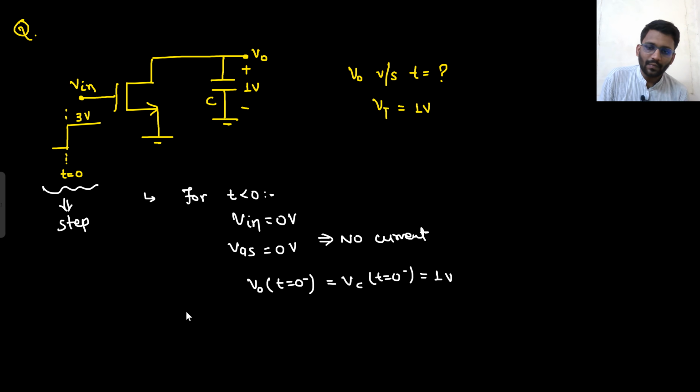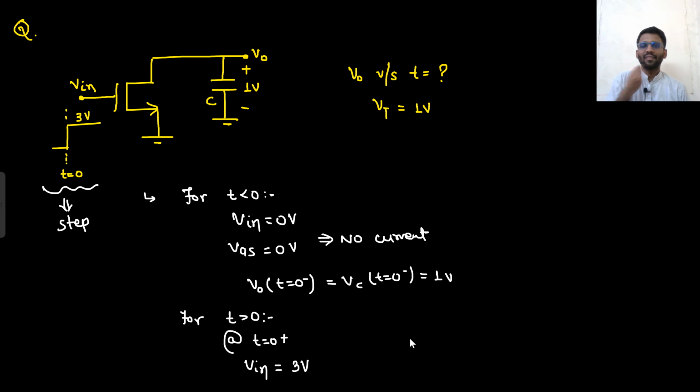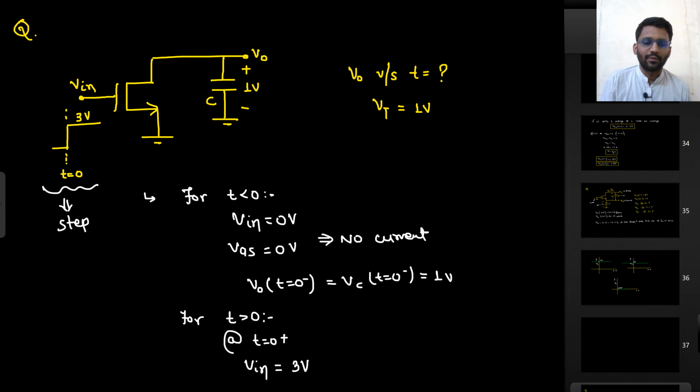Now for t greater than 0, or at t equals to 0 plus, Vin is 3 volt. And the capacitor is at 1 volt only. So we can draw the circuit now.